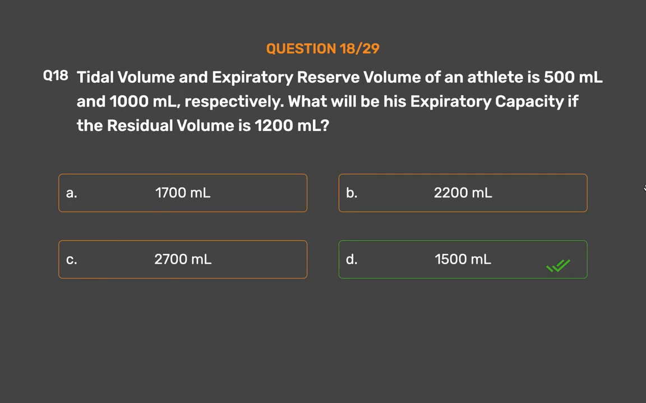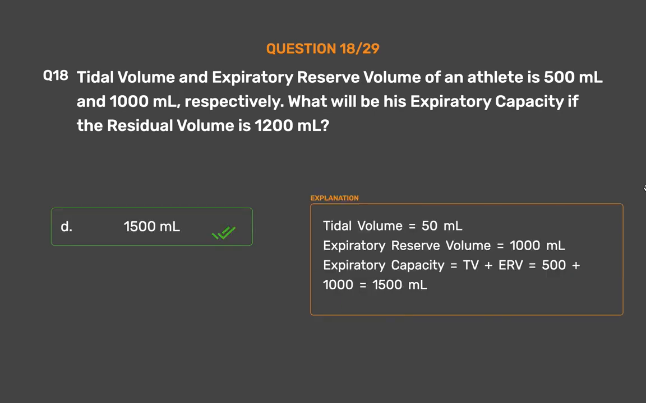1500 milliliters. Tidal volume equals 500 milliliters. Expiratory reserve volume equals 1000 milliliters. Expiratory capacity equals TV plus ERV equals 500 plus 1000 equals 1500 milliliters.